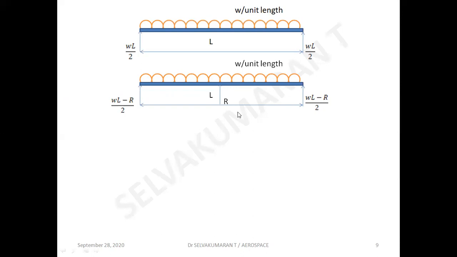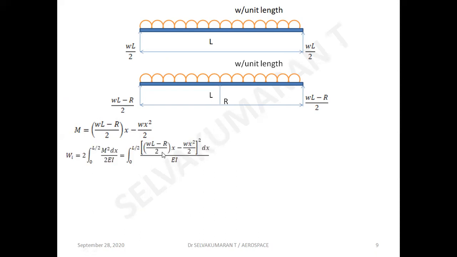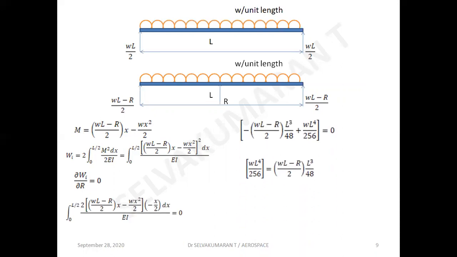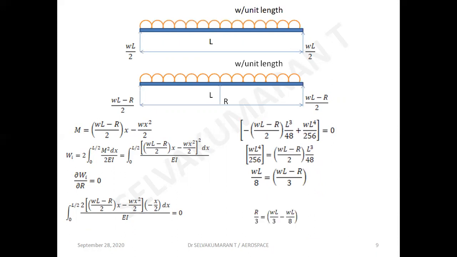middle you have R. Now take a section here at a distance X and write down the moment equation. Write down the strain energy stored due to bending: two times the limit 0 to L by 2, since the same strain energy is stored on either side, as it is symmetric. Then differentiate partially with respect to R, integrate, apply the limits, and after simplification R is equal to 5 by 8 WL.